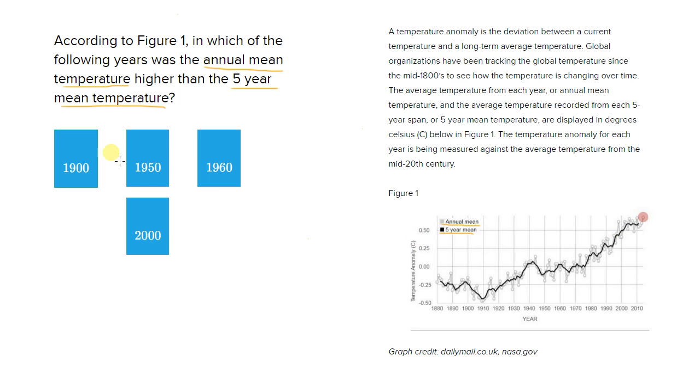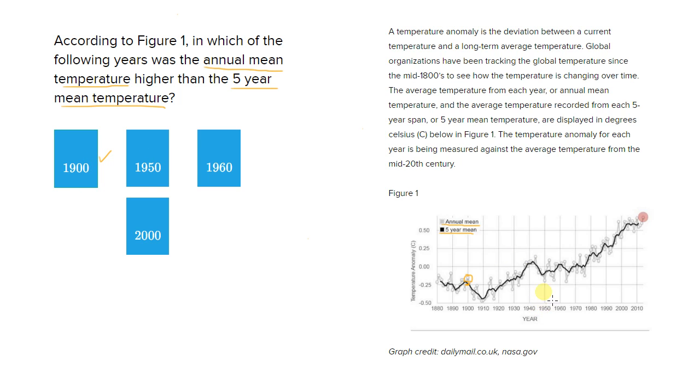All right, so we're going to look at each of these 4 years and see what makes the most sense. So we're going to start with 1900. And in 1900, it looks like that could be true because we see that in 1900, the annual mean temperature is right here at this gray dot, and the 5-year mean temperature is a little lower, so that could be a right answer. We'll just do a little check there.